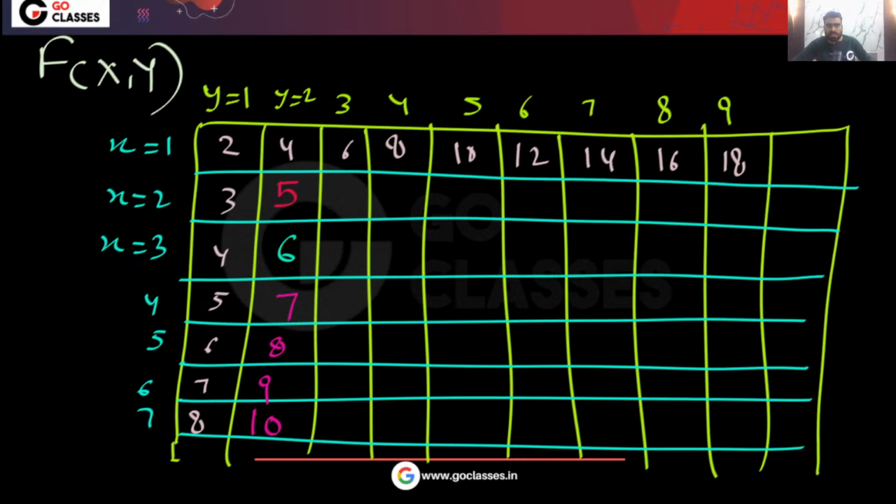So these entries are done. The question was asking F(2,3). The question was asking this entry. Now you tell me what this entry will be. Let me know. What will be F(2,3)? Just find out what that will be. Please tell me.